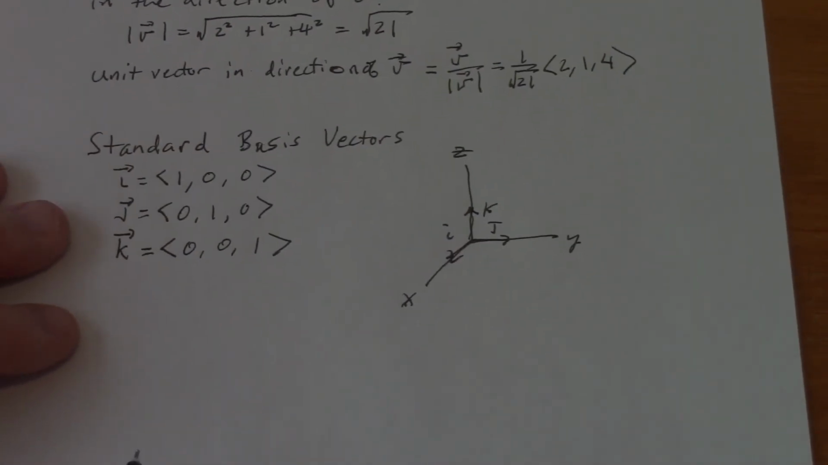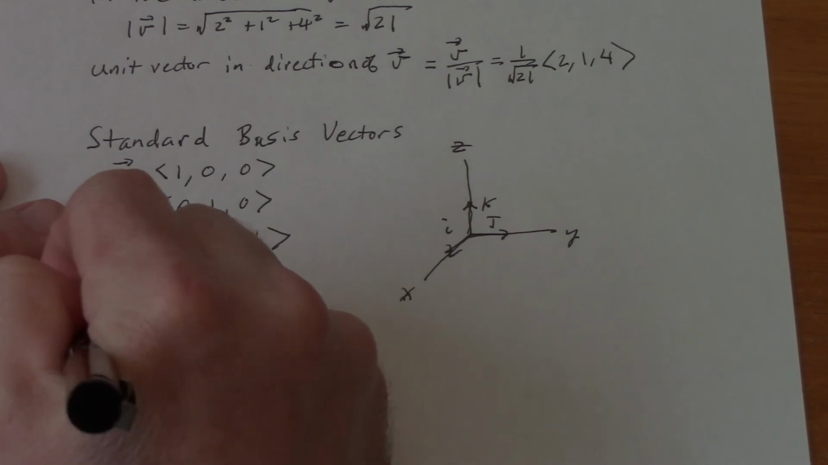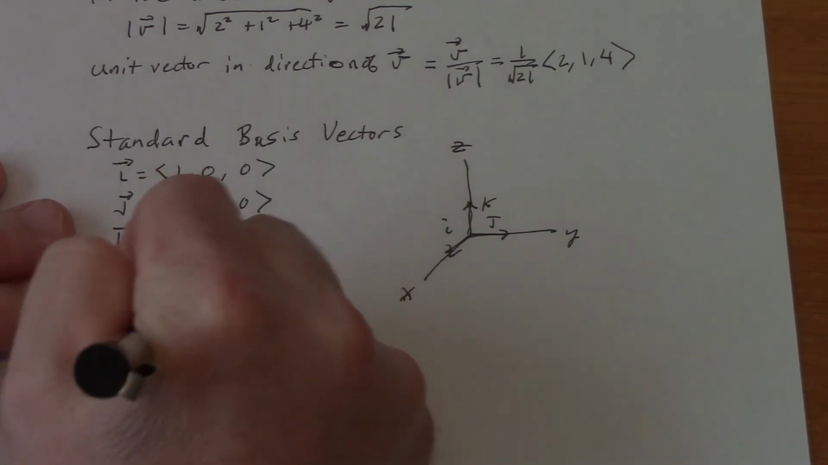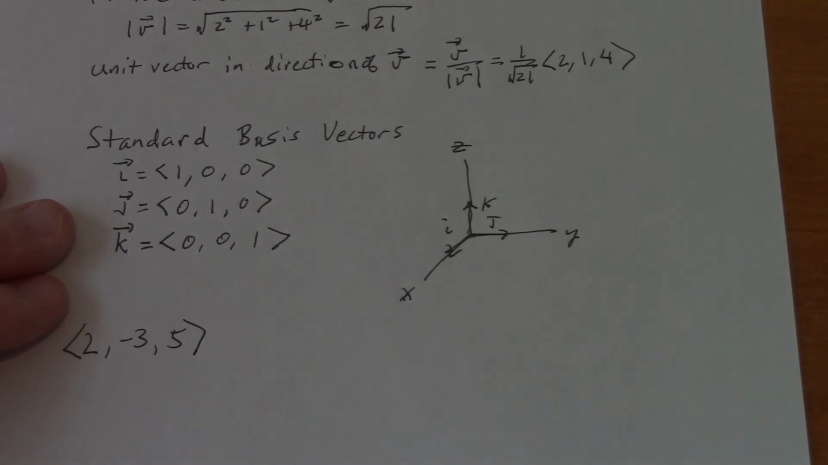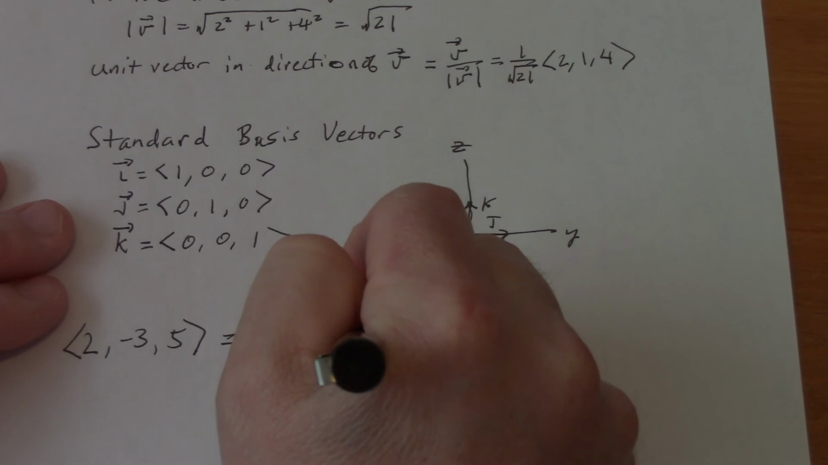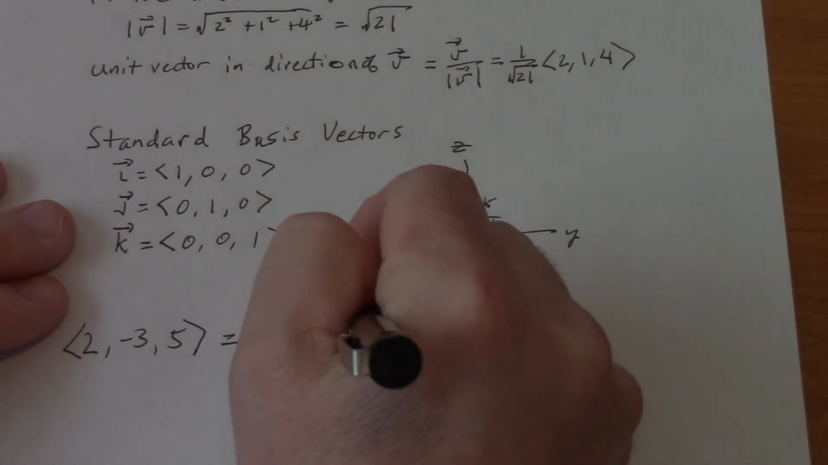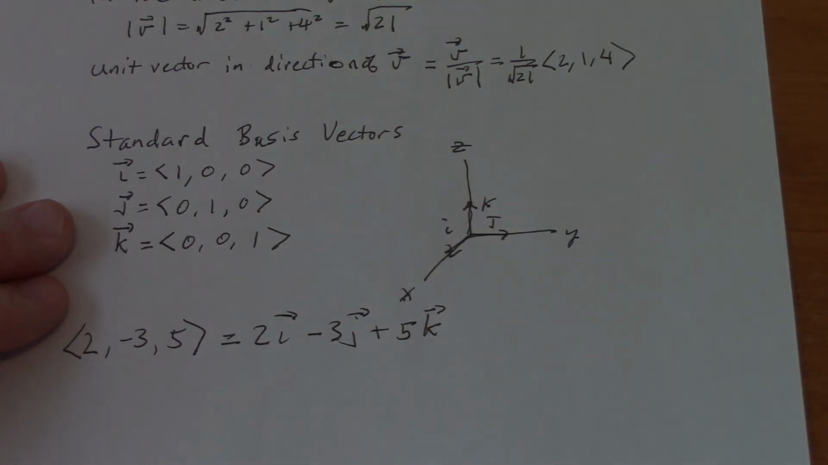So what's significant about the standard basis vectors? Any vector can be written as a linear combination of the standard basis vectors. So if I want to take the vector 2, negative 3, 5, I can also write that as 2i minus 3j plus 5k. Now, I don't particularly like writing the ijk form that much, but there are some books and places where they specifically like to use that. I'm thinking physics mostly, almost exclusively.